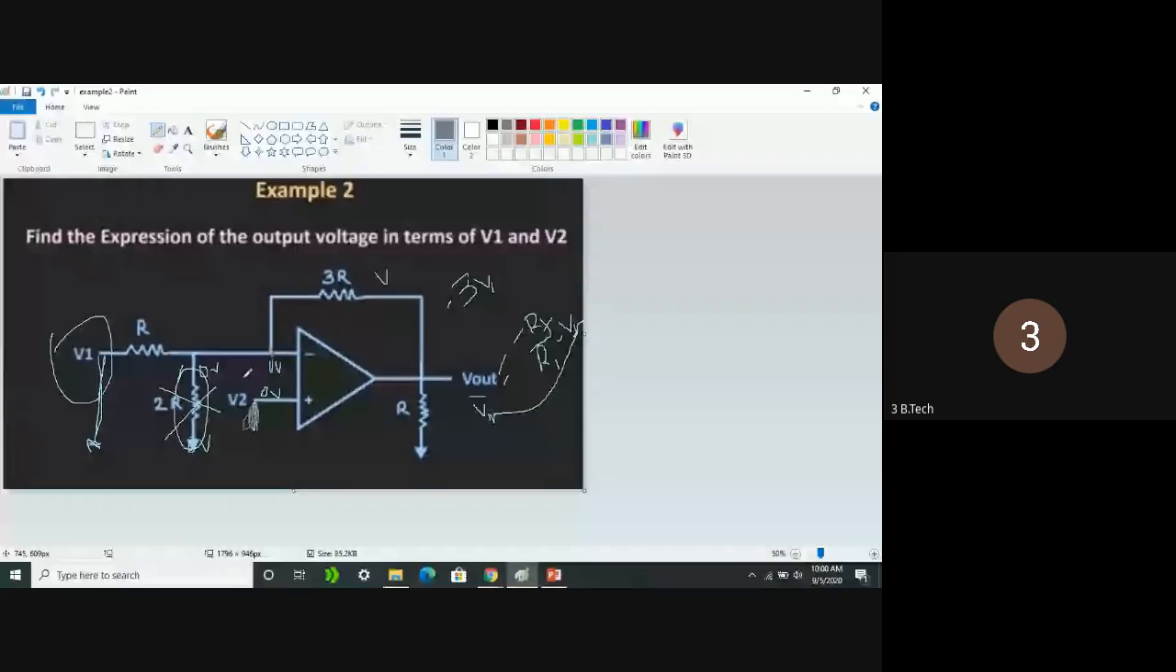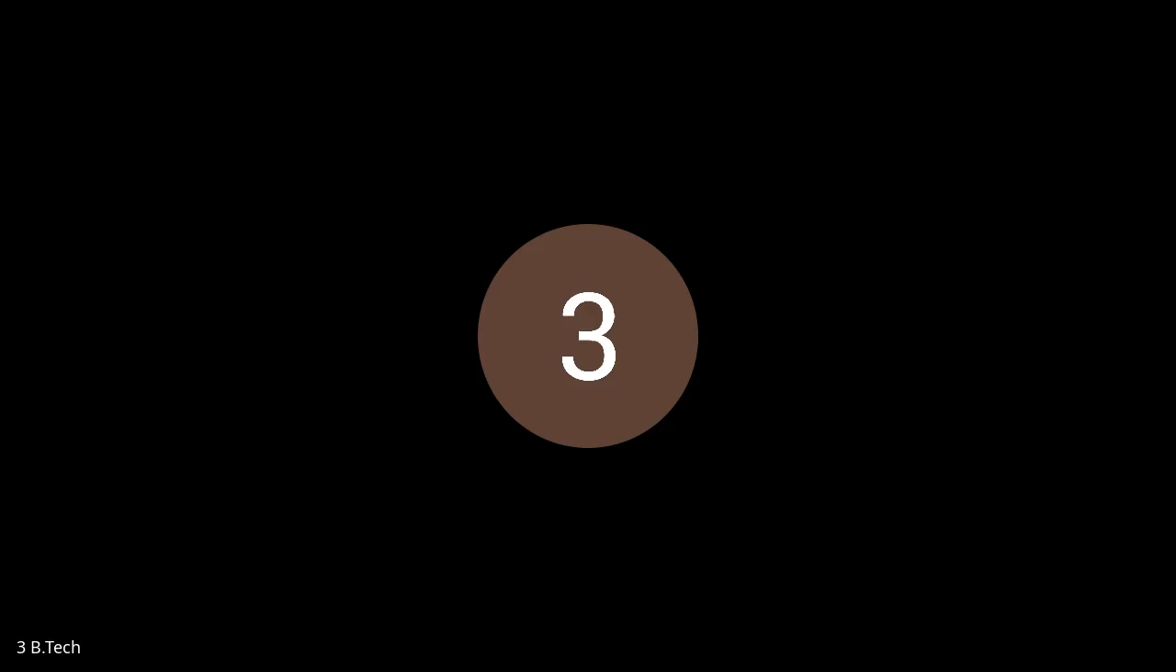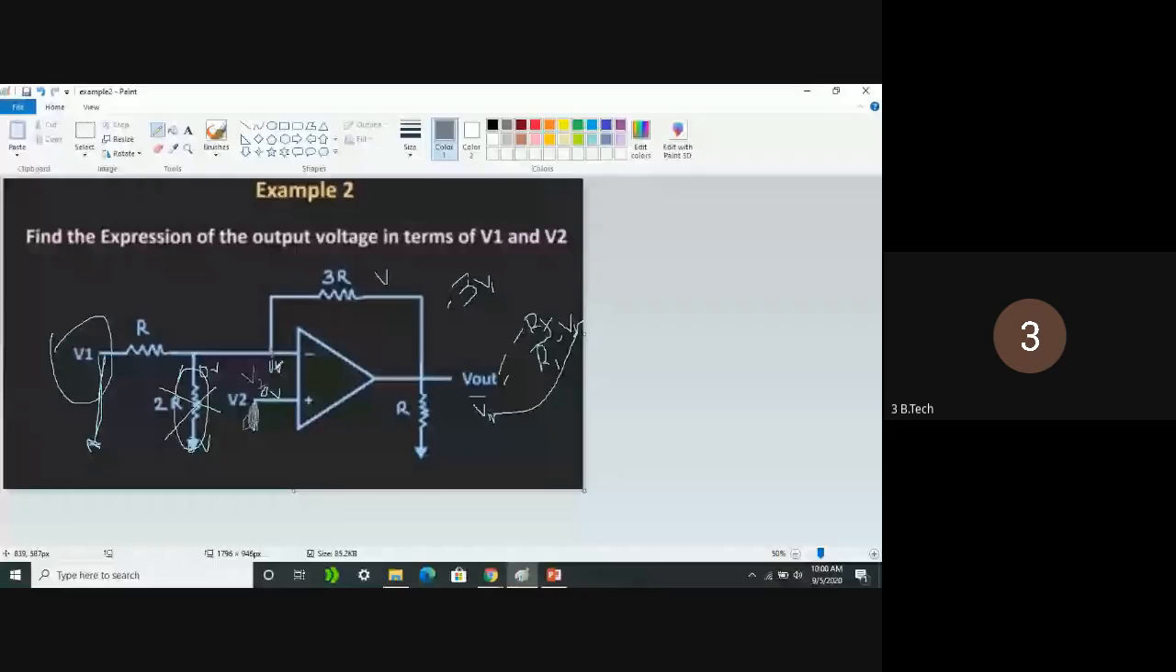Then VD will become 0 if both terminals maintain the same voltage. In the previous case the positive terminal voltage was 0, so obviously 0 was presented here. If it is V2 here, obviously that entire V2 is presented at the other terminal. Then only VD is going to be 0. Otherwise output voltages may be produced. So here V2 can be presented, and no need to bother about it.